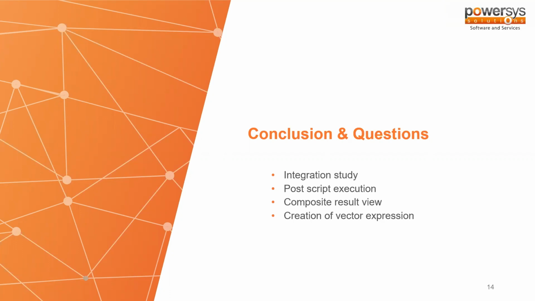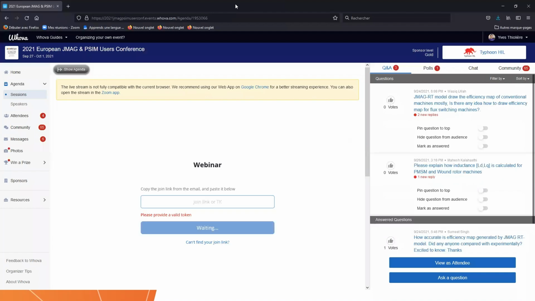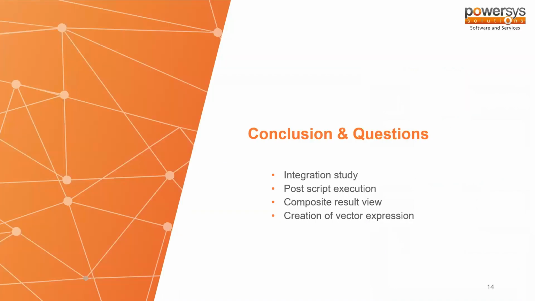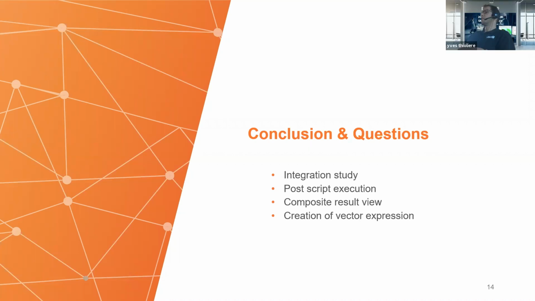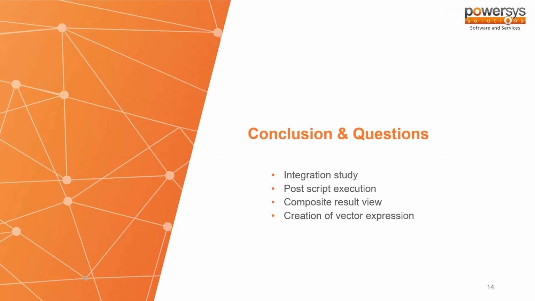Thank you. The second question is, the GMAG RT model draws the efficiency map of conventional machines mostly. Is there any idea how to draw an efficiency map for a flux switching machine? Oh, could you please say it again? The GMAG RT model draws the efficiency map of conventional machines mostly. Is there any idea how to draw an efficiency map for a flux switching machine?